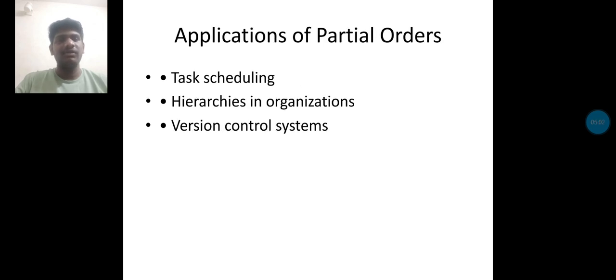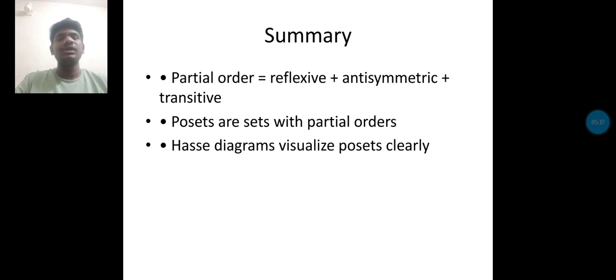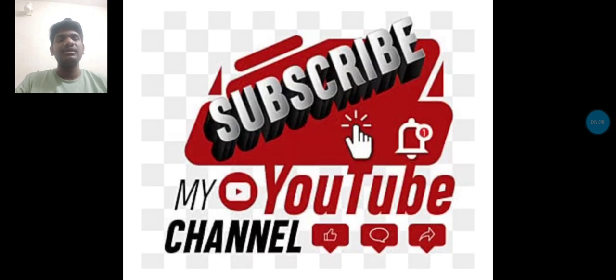Applications of partial orders: task scheduling, hierarchies in organizations, version control systems. Summary: partial order equals reflexive plus antisymmetric plus transitive. Posets are sets with a partial order. Hasse diagrams visualize the poset clearly. Thank you for watching.